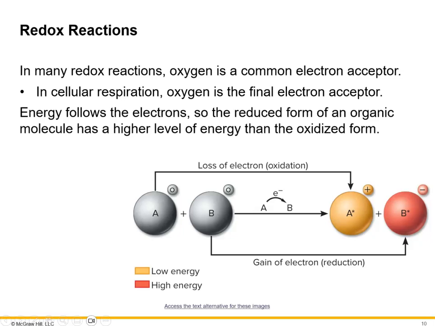Energy is going to follow the electrons, so the reduced form of an organic molecule is going to have a higher level of energy than the oxidized form. Here we can see we have lost an electron in this oxidation reaction. Our resulting molecule has a positive charge because we lost an electron. Here you can see we have gained an electron in this reduction reaction, ending up with a negative charge.